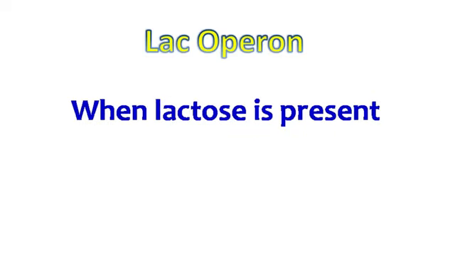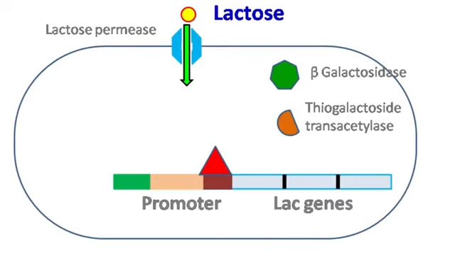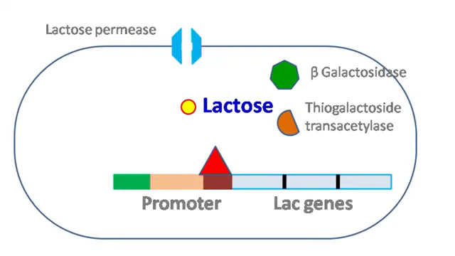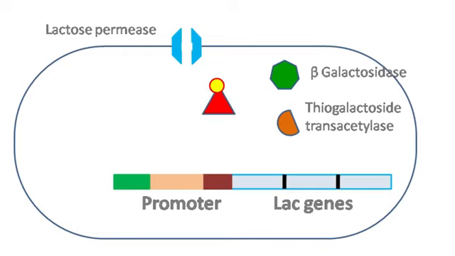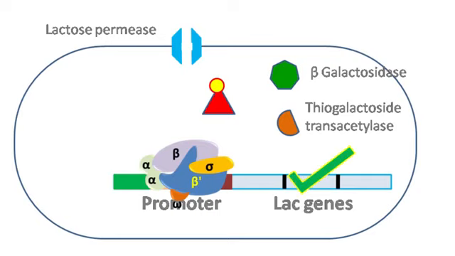When lactose is present, lactose enters the cell with the help of lactose permease. Remember, lactose permease is present because of the basal level transcription of the Lac genes. The lactose that enters the cell binds with the repressor and releases the repressor from the operator. As the operator is free, the RNA polymerase can now bind the promoter and initiate the transcription of Lac genes.